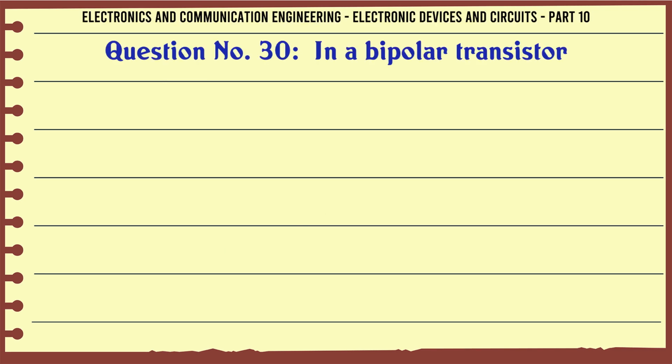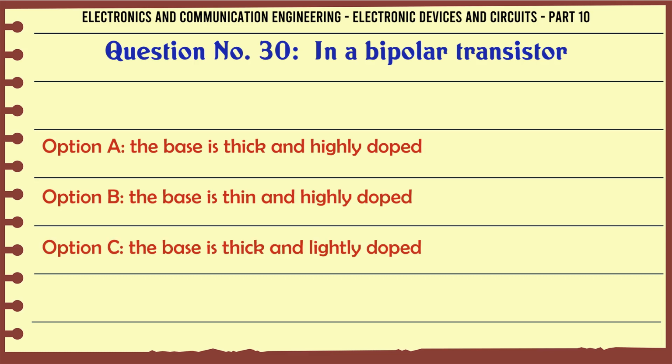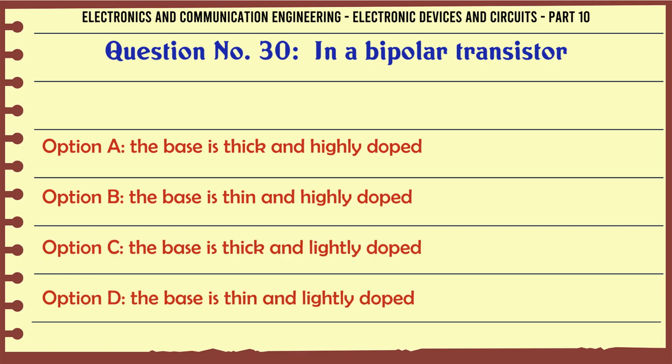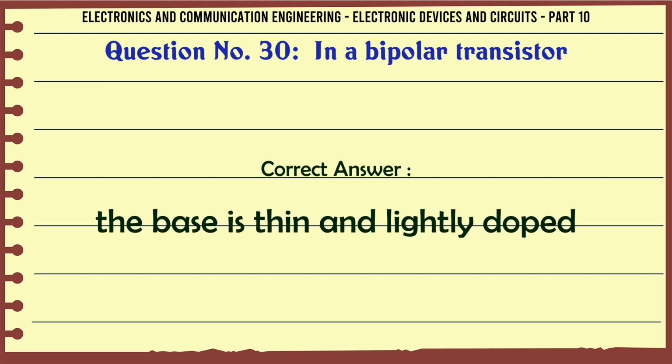In a bipolar transistor, A. the base is thick and highly doped. B. The base is thin and highly doped. C. The base is thick and lightly doped. D. The base is thin and lightly doped. The correct answer is the base is thin and lightly doped.